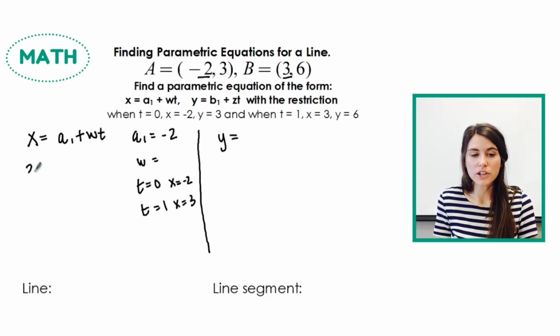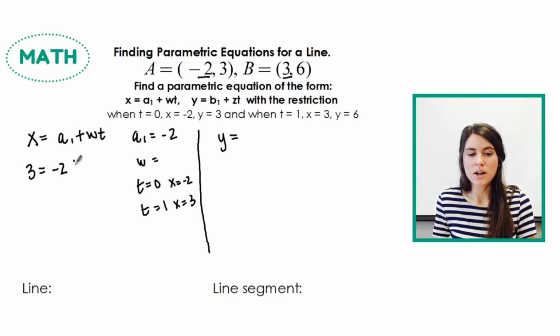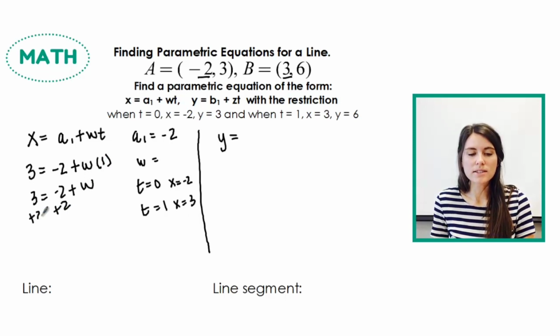So when x is 3, a1 is always -2, so that's going to stay -2, plus w times t, which is 1. And then I just solve for w. So 3 equals -2 plus w. W times 1 is w. Then I add 2 to both sides, and I get w equals 5. So the equation for x is x equals my initial x value, which was -2, plus w, which I solved for to be 5, times t. So that is my parametric equation for x.